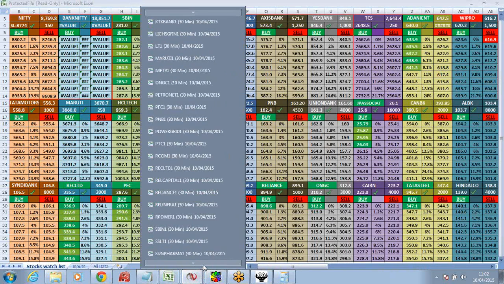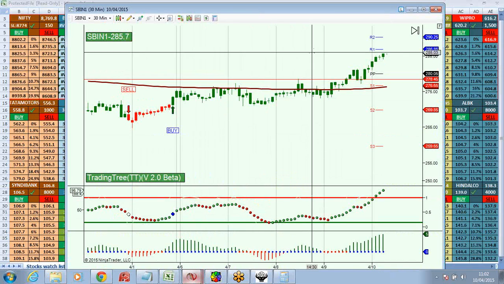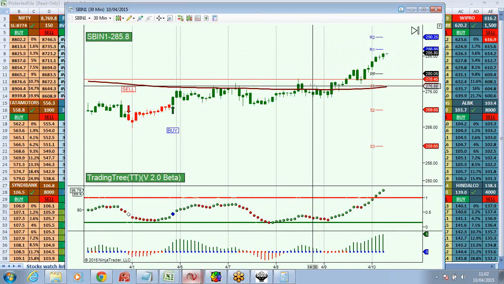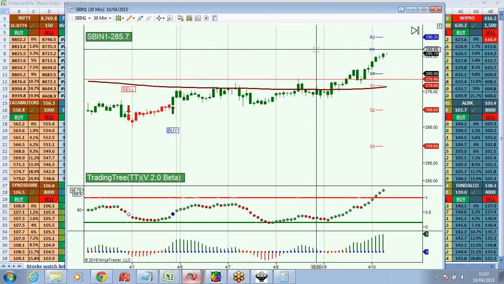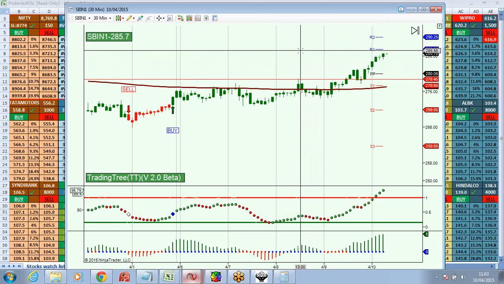So SBI has done its final target. Let's check the next target. The next target should be 286. That's your first resistance.